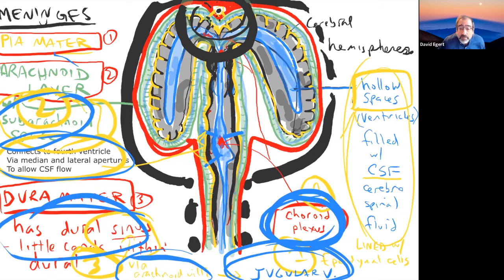And again, this is happening constantly. Like I said, you've got about 100 mils or so every 5-8 hours getting produced. What happens if this gets blocked? The drainage, the flow gets blocked. Your brain explodes. Well, your brain gets under pressure minimally. Hydrocephaly.